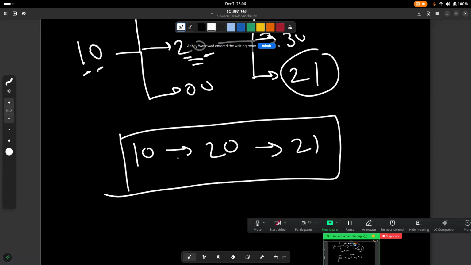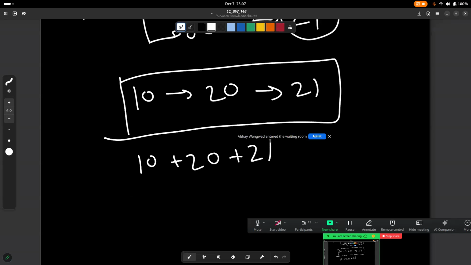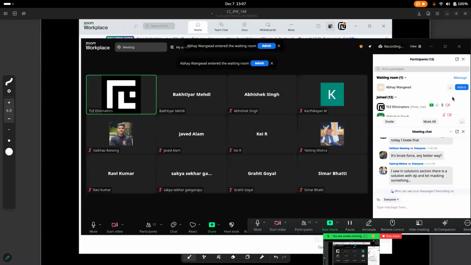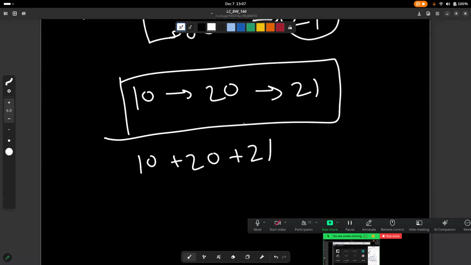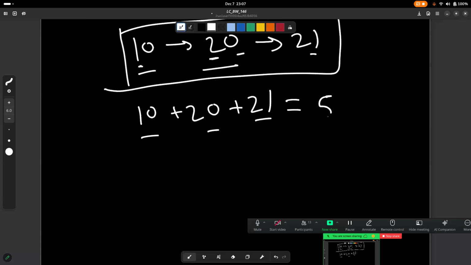So for this complete transformation, my answer is 10 plus 20 plus 21. According to the problem, the total cost of all your operations is all the integers that you encounter in those operations. So I first converted 10 to 20. I incremented the first digit. Then I converted 20 to 21. I incremented the second digit. And the total cost of my operation was 10, 20, and 21, the sum of all of them, which is 51.